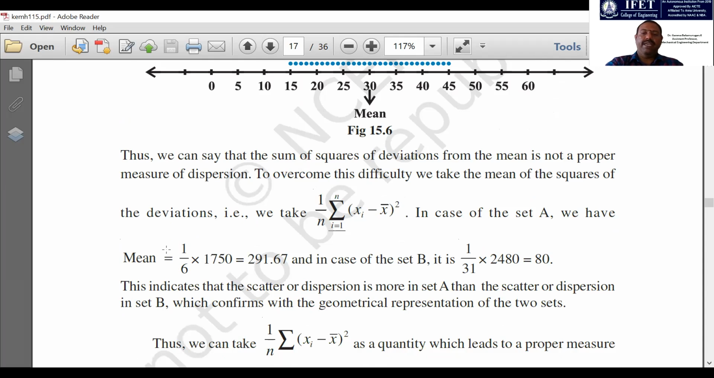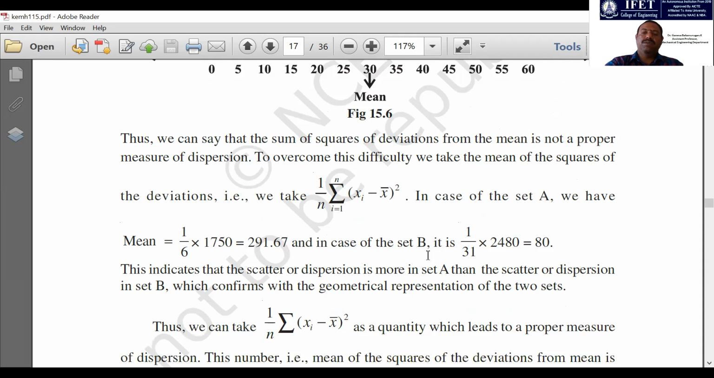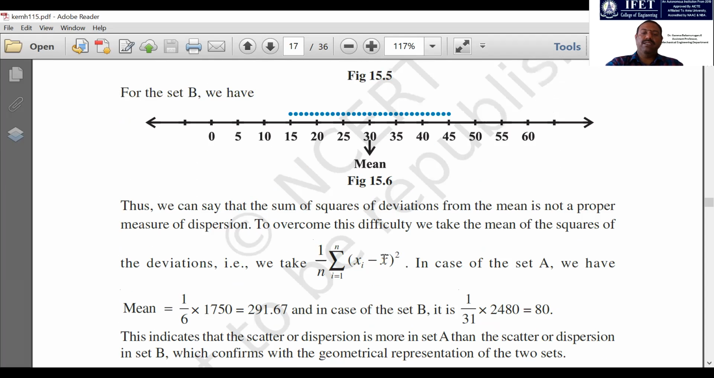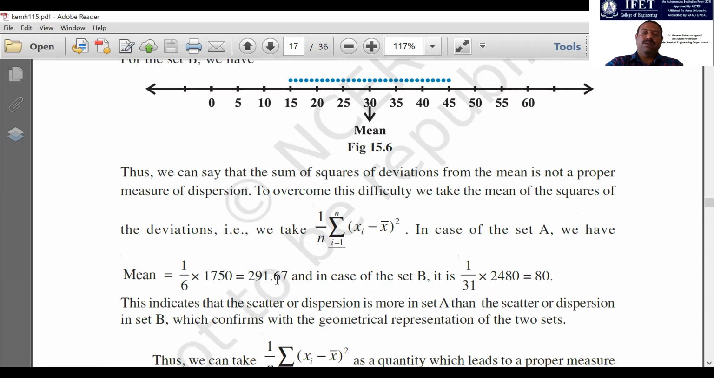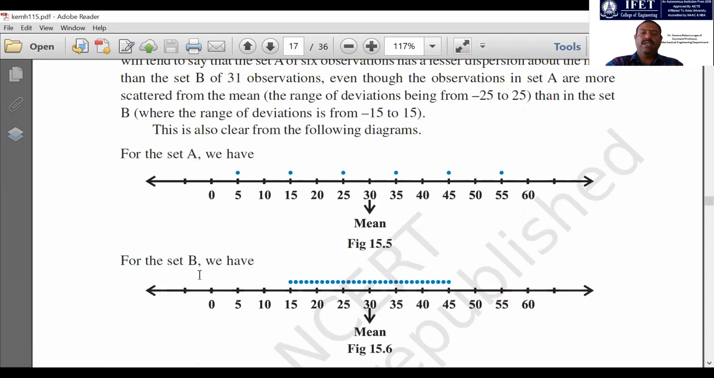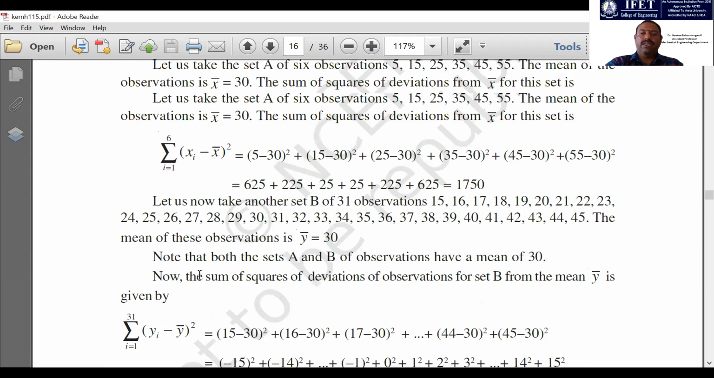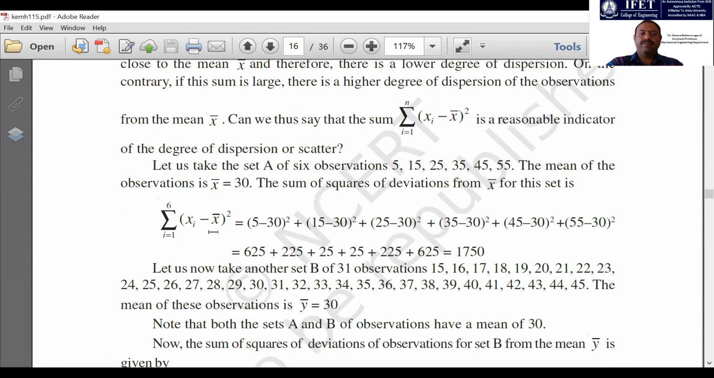Now for A, in case of observation A, it has 6 observations, and the sum of the squared deviations is 1750. How did we arrive at this 1750? Okay, we arrived like this. So this 1750 is the sum of the squares of the deviations.